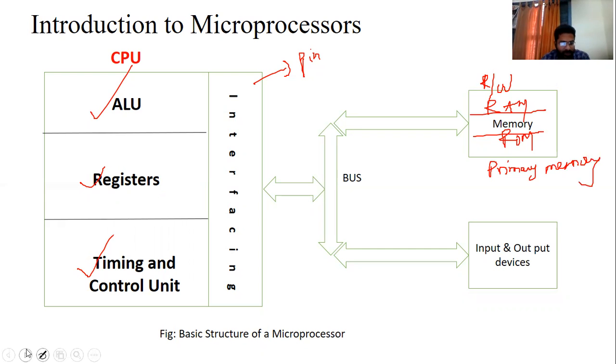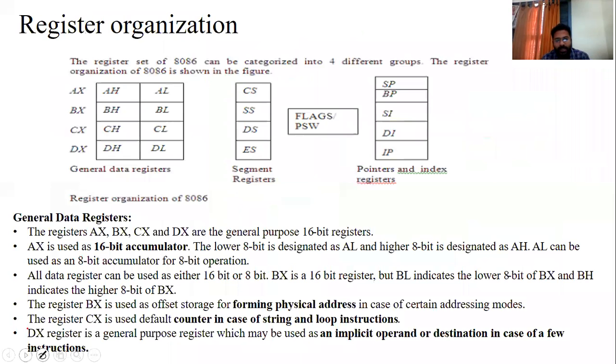Now, in the previous class we already saw the register organization. We have four different categories of registers. The first is general purpose registers: AX, BX, CX, DX. These are 16-bit registers. Whenever you want, you can use them as 8-bit registers: H means higher order and L means lower order.